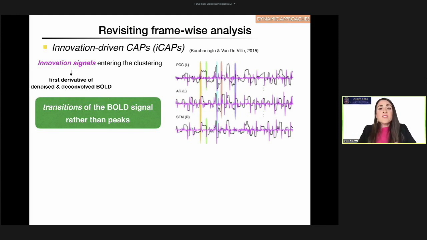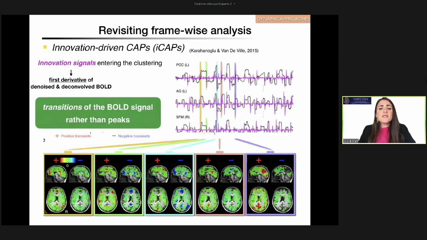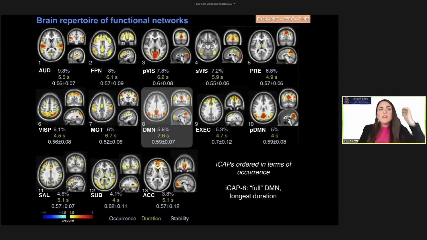And so voxels that cluster together here are voxels that change their level of activity, so increase or decrease their BOLD signal together, independently of the initial level of activity. And similarly to CAPs, the clustering steps yield here a brain repertoire of functional networks, where we can retrieve again the most common and known resting state networks. For example, the default mode network is still the ICAP with the longest duration.